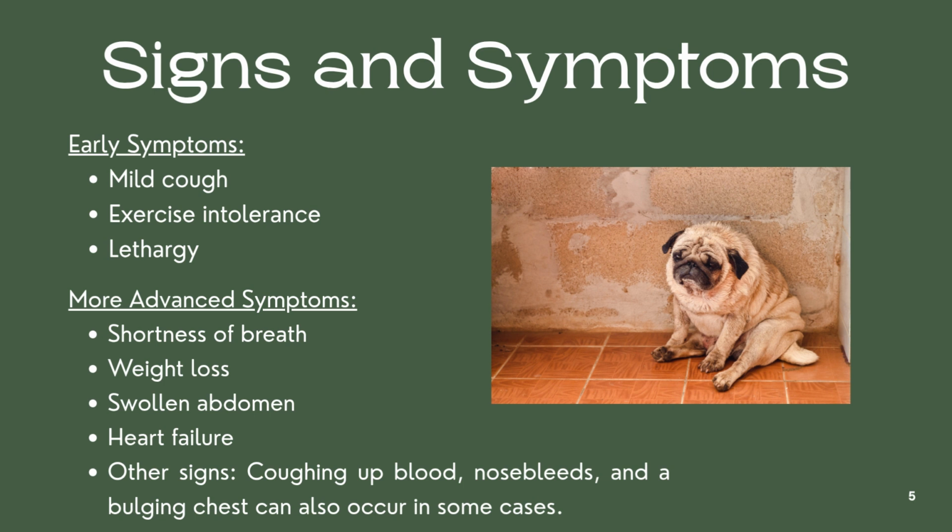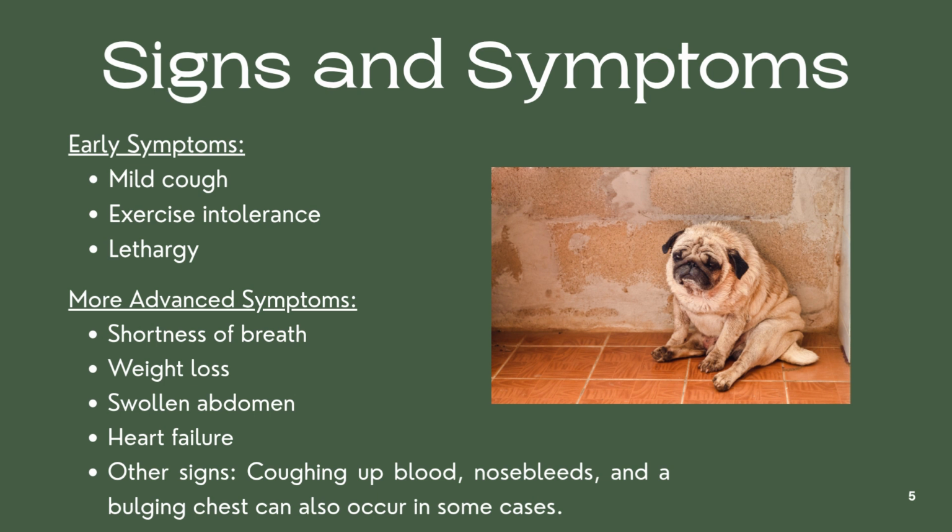More advanced symptoms are seen when there is a heavier load of heartworm disease and they may have had it for a little bit longer. These include shortness of breath, which is difficulty breathing, especially after exercise, weight loss, loss of appetite, and a noticeable decrease in body weight. Swollen abdomen: fluid buildup in the abdomen can cause swelling. Fainting: severe cases can lead to fainting or collapse just because of that ineffective blood flow.